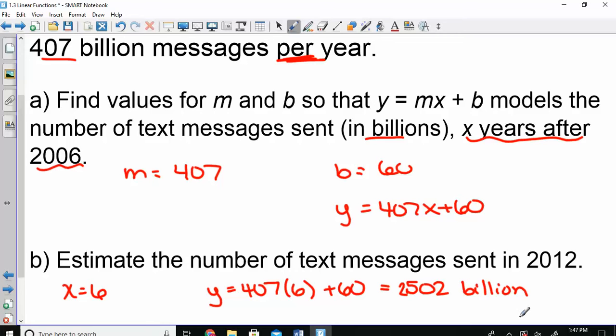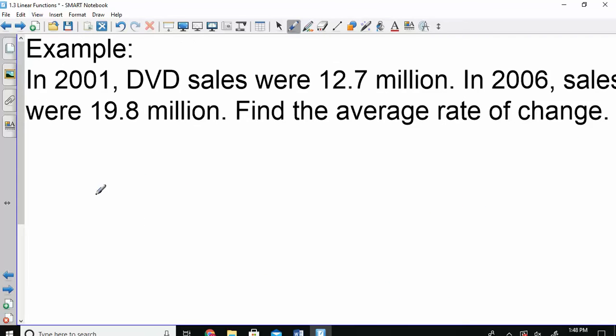So we wrote an equation and we used it. Wasn't too horrible, was it? Alright, last one.